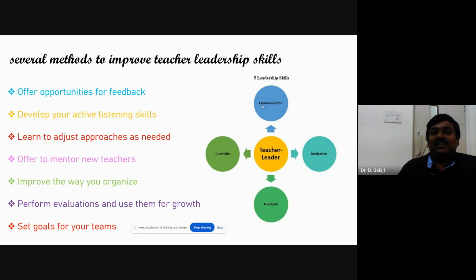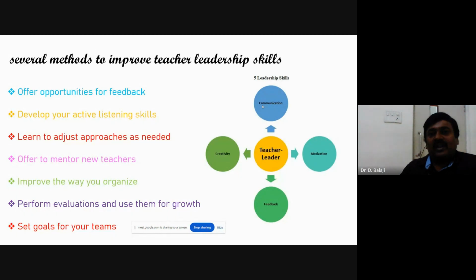Develop your active listening skills. Don't talk all the time. If you are talking all the time, they'll get bored. To become a good leader, first of all, you should become a good listener. Listen first to what they want from you. Learn to adjust approaches as needed. Once your mindset or approach is set in one way, change according to the need. Offer to mentor new teachers. When new teachers come into school, guide them according to the new approaches and standards.